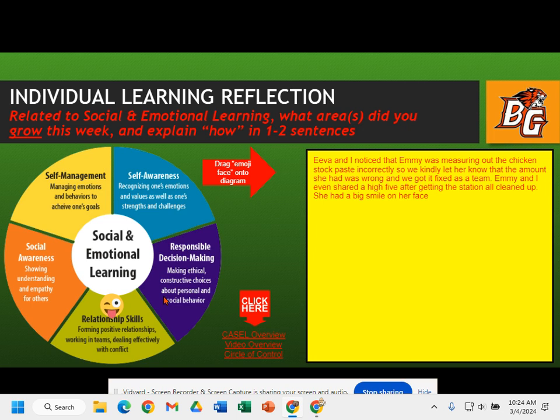And then just simply write here, as it says, related to social emotional learning, what areas did you grow this week, and explain how in 1 to 2 sentences. That's all you have to do. And it's pretty easy. Usually you can look at this and go, yeah, this week we had some conflict. So I had to sort of cool myself off and step away from the team for a minute. So I focused on self-management, whatever it might be. So a lot of the time this is reactionary, but you'll find that growth is happening and learning is happening in the SEL space. And that's it.